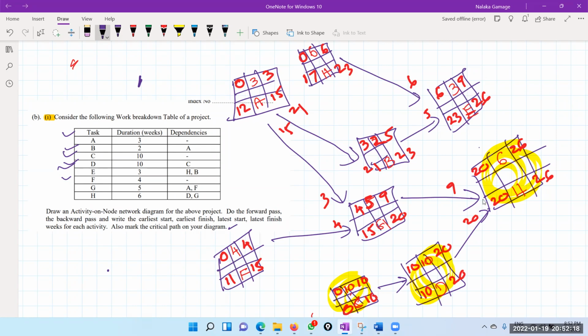Right? So this is where you don't have slack. So the critical tasks are C, D, and H. And the project takes 26 days.